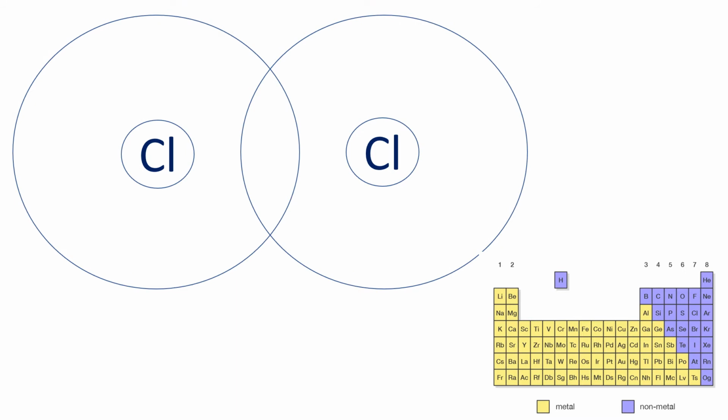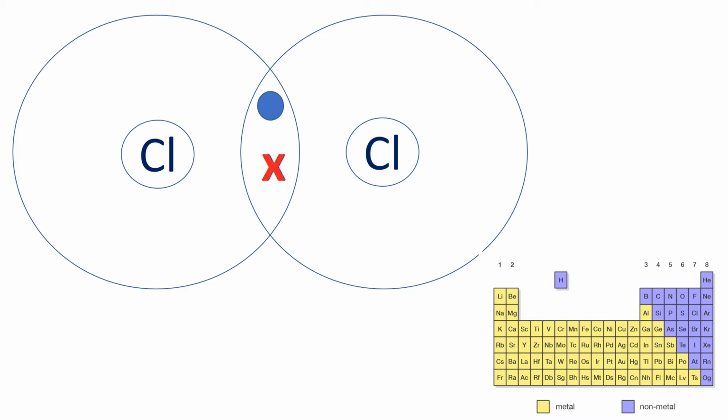Okay, why don't you pause the video and have a go at doing a chlorine molecule for me. Okay, so chlorine is group 7. It needs 1 more electron in order to become stable. So it's going to share 1, which means the other one's going to share 1.